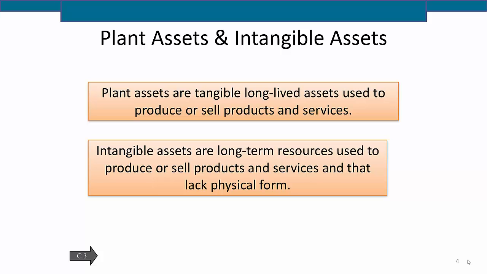The final category of assets then on the classified balance sheet includes intangible assets. And intangibles include long-term resources that you can't touch. They lack physical form. They include accounts like patents, copyrights, trademarks, and goodwill. In general, it's very difficult to properly value intangible assets. We will cover both of these types of accounts, plant assets and intangible assets, in Chapter 8. So in summary, we have current assets and non-current assets that are divided into long-term investments, plant assets, and intangible assets.